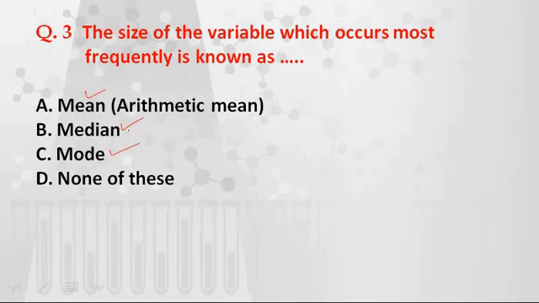So obviously the correct option for this question, the size of the variable which occurs most frequently, is known as mode. So mode is the correct answer for question number 3. Let us proceed for the next question.